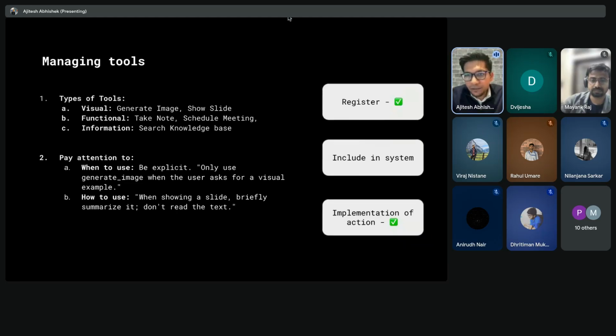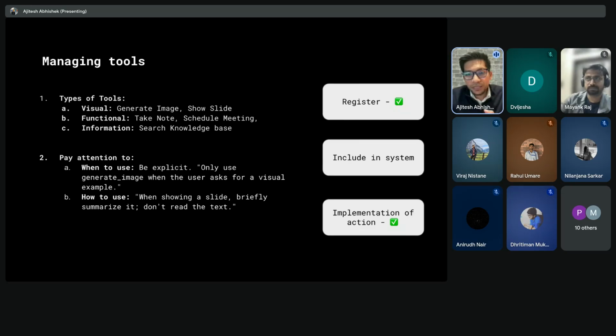The second pattern or aspect of context engineering is defining a tool, and we have touched upon it a lot. But there are 3 aspects of the tools with respect to an agent. The first is that the tools are registered. The second is you have to add that in the system prompt. And third is the implementation.